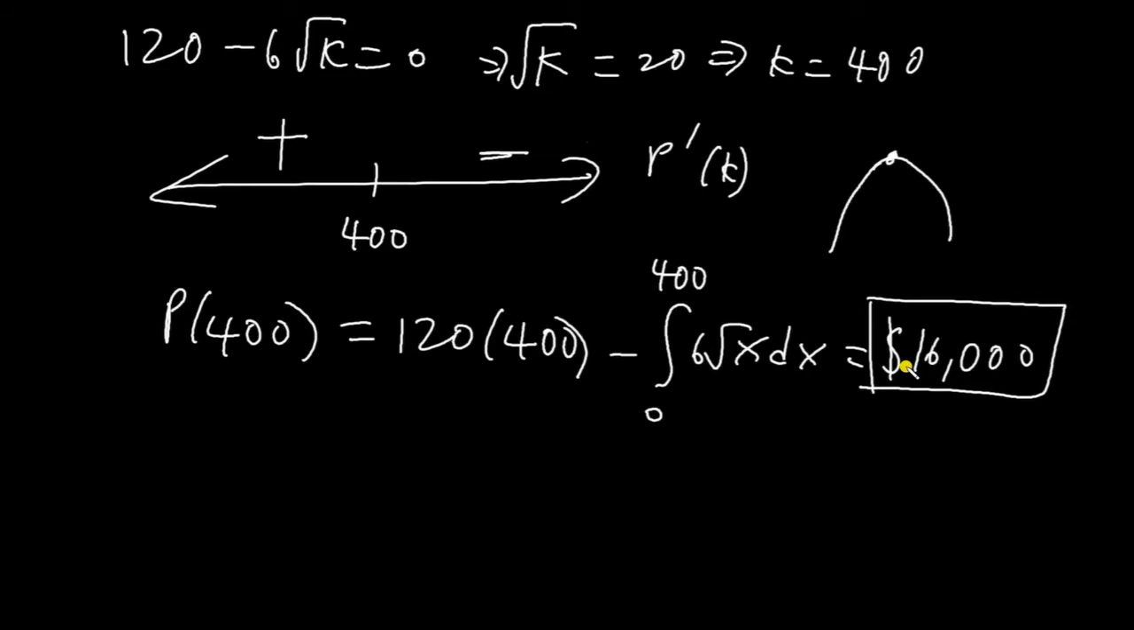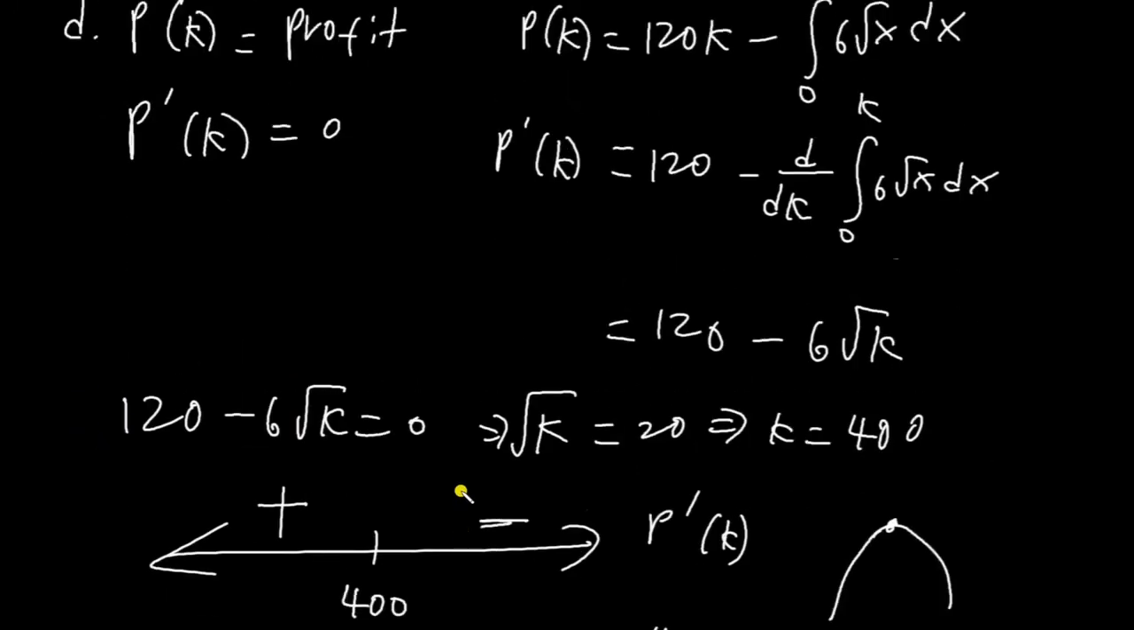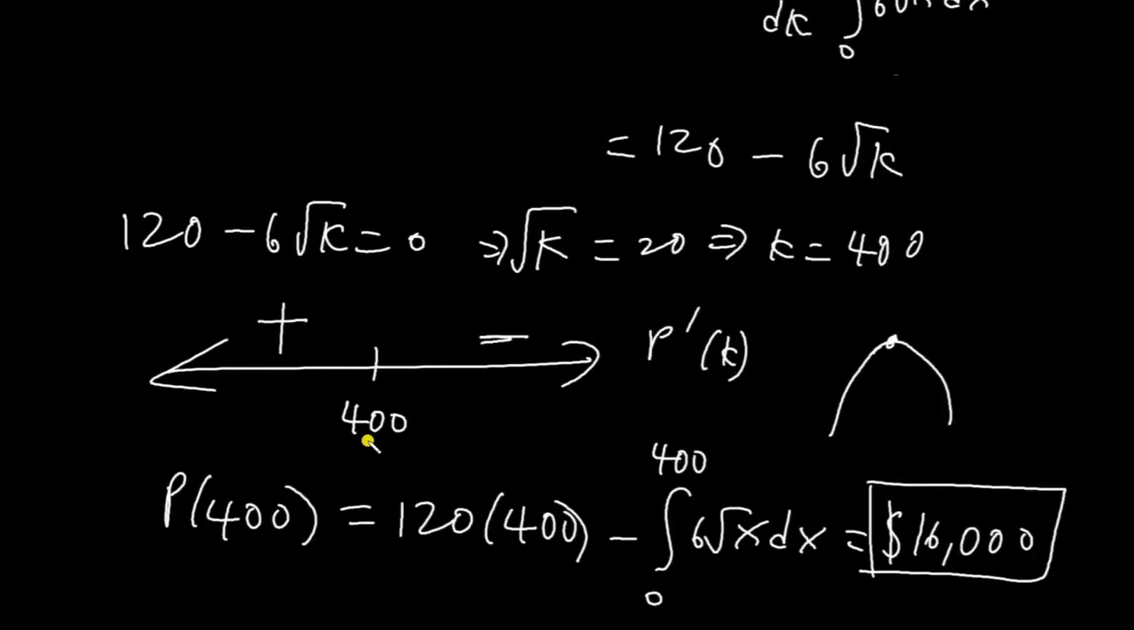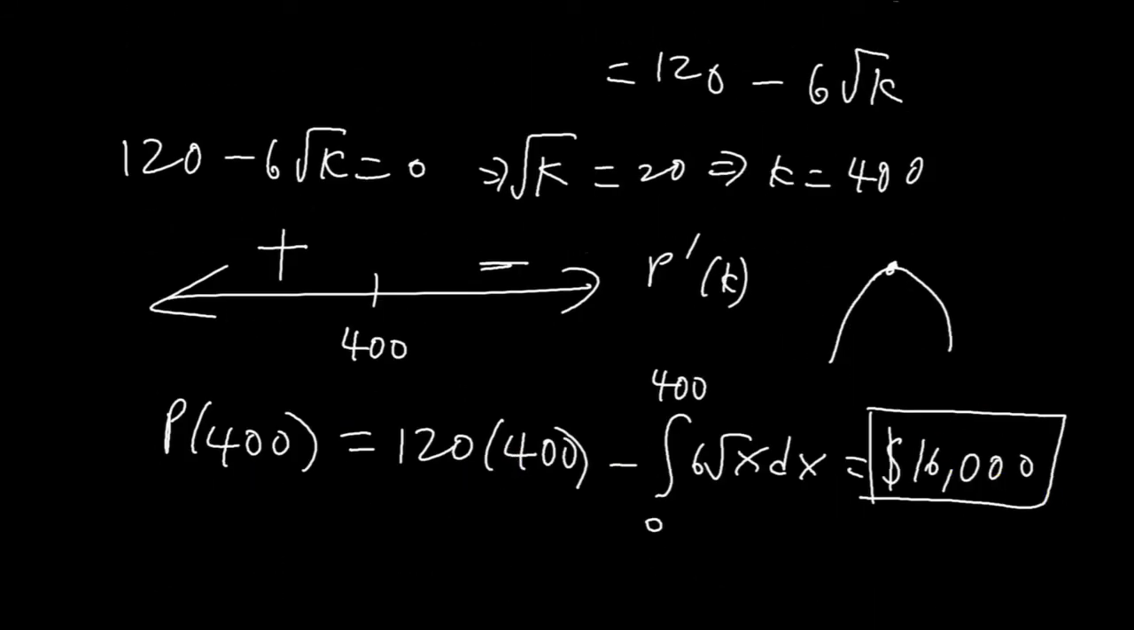So anyways, this was a 4-point question, right? 1 point for saying that P prime of K is equal to 0. 1 point for finding the appropriate K value. 1 point for justifying that's the right K value. And 1 point for finding the correct profit that goes along with that K value. That concludes the third question.